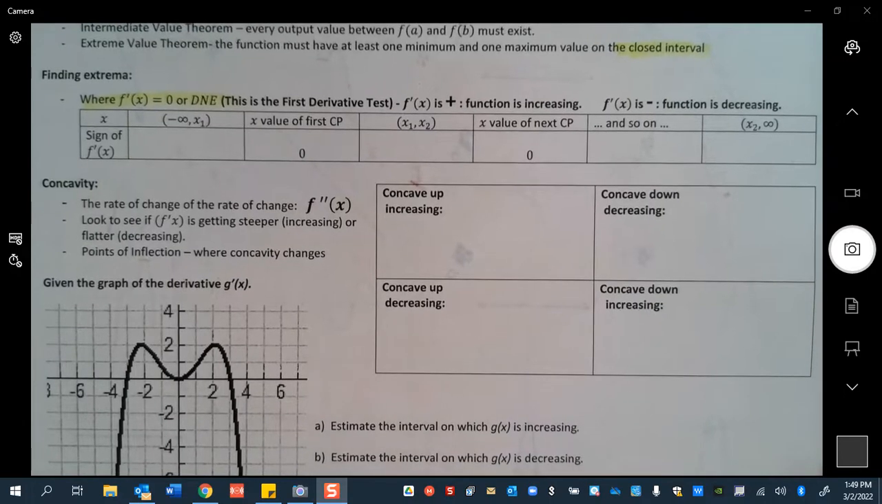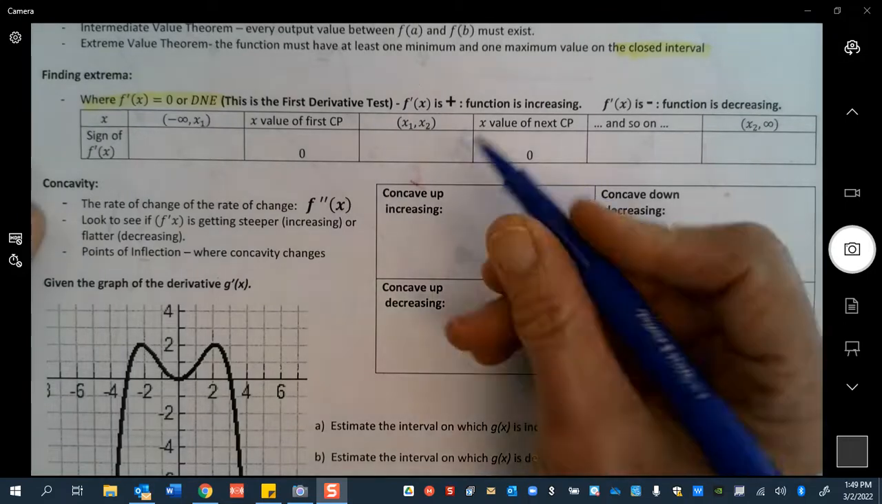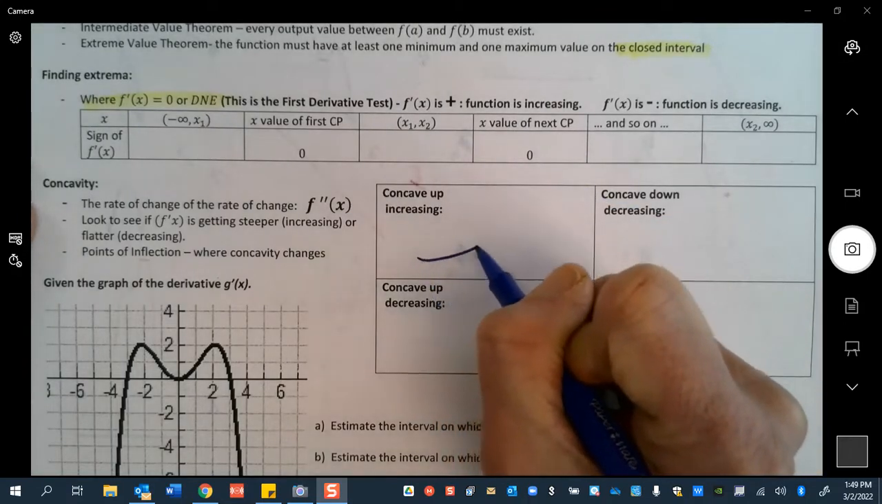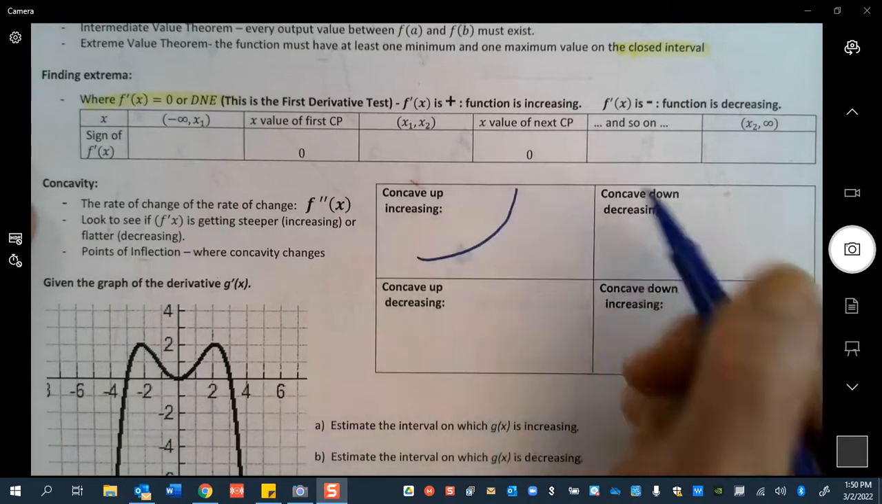When I start talking about concavity, that's where I'm looking at the rate of change of my rate of change, and that's where we start talking about that second derivative. I'm looking to see if f of x is getting steeper or if it's getting flatter. And my points of inflection are where my concavity changes. And this is something that I want to make sure that you all have here. If it's concave up and increasing, my curve looks like this.